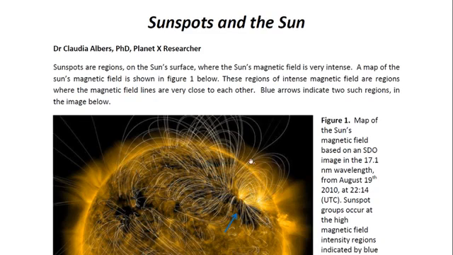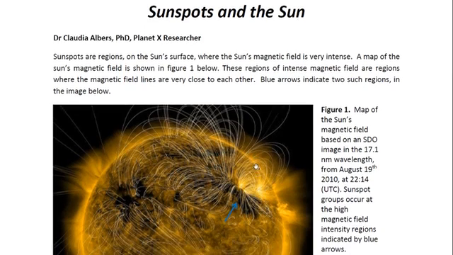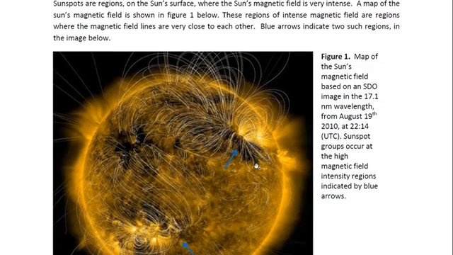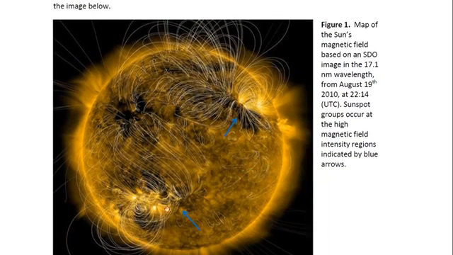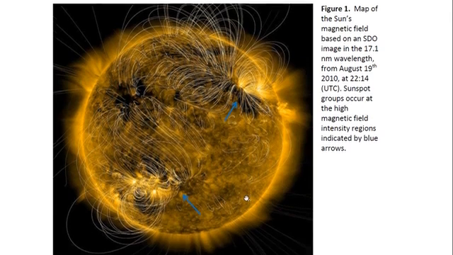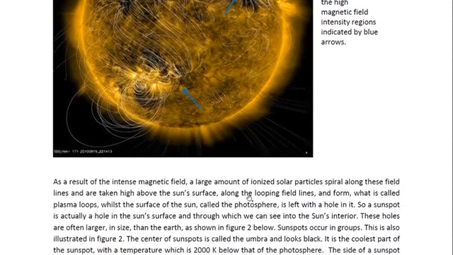Now, sunspots are regions on the surface of the Sun where the Sun's magnetic field is very intense or very strong. The way we see that it is very intense is that the magnetic field lines are very close together. So we see here some areas of sunspots, and this is where the magnetic field lines are closest to each other. So these are areas of intense magnetic field.